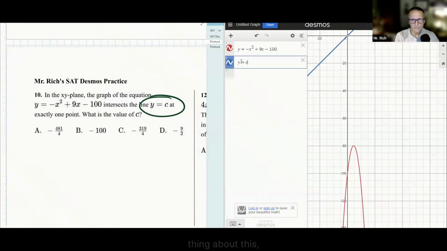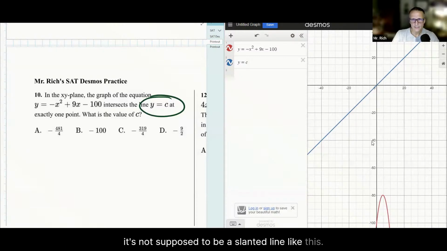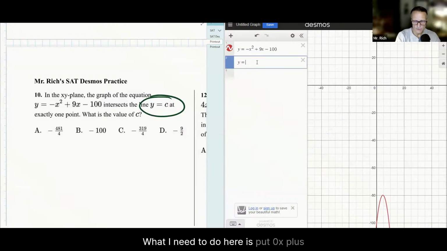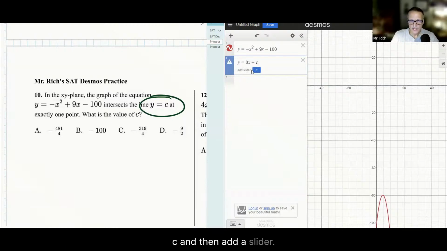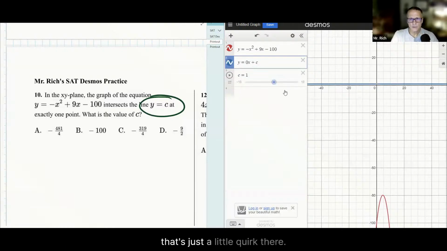Now, the thing about this is it is assuming c is a variable. So you have to know in this case, it's not supposed to be a slanted line like this. It's supposed to be y equals c, where c is a constant, should be a horizontal line. What I need to do here is put 0x plus c and then add a slider. All right, that's just a little quirk there.